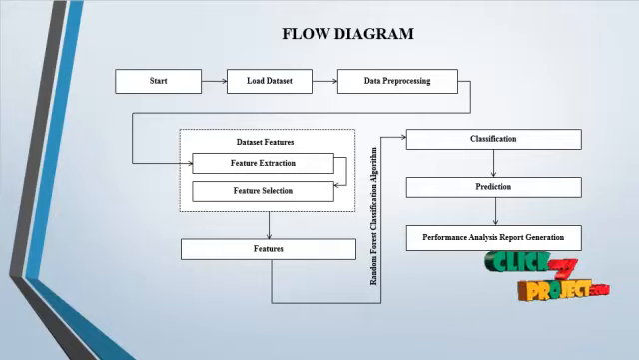After we select the features, we move to the classification. In this classification we are using the random forest classification algorithm. It is used to classify the normal and attacked data, that is normal and abnormal data. Then we show the prediction, which predicts the abnormal data, and finally we generate the performance analysis report based on the accuracy of the classification of the random forest algorithm.